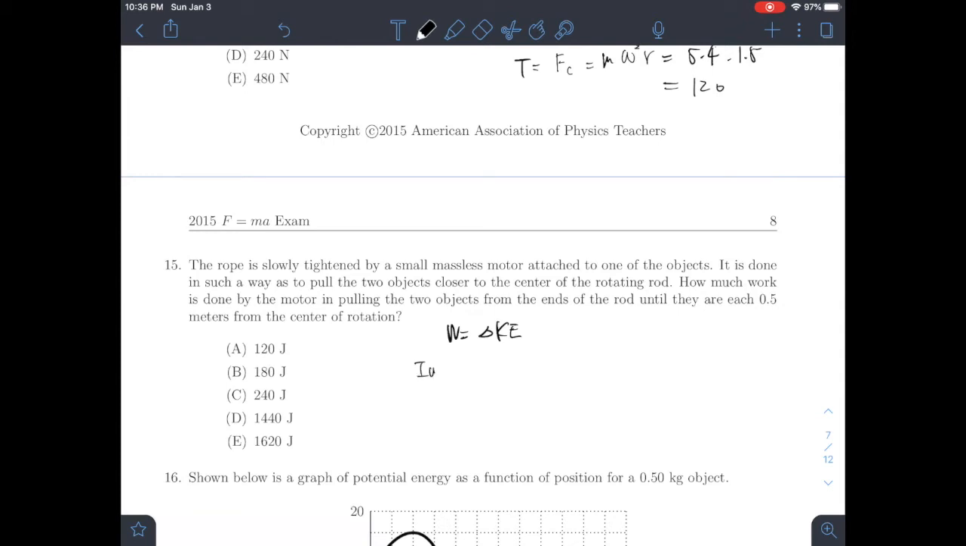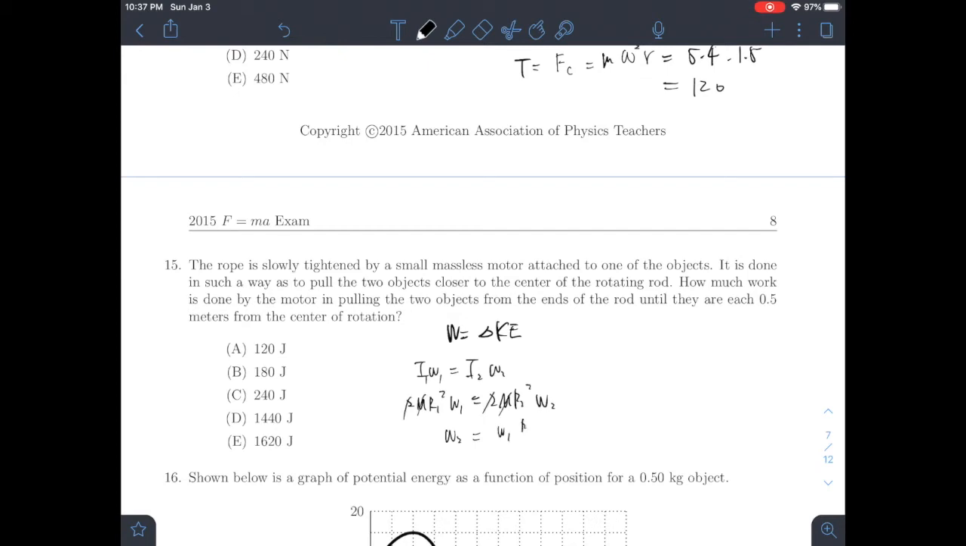So what is the initial kinetic energy? Well, first let's use conservation of angular momentum to find the final angular velocity. We have two masses. The moment of inertia gives 2 m r1 squared times omega 1 equals 2 m r2 squared times omega 2. Cancel out m, cancel out 2.